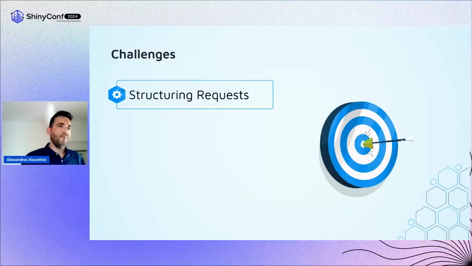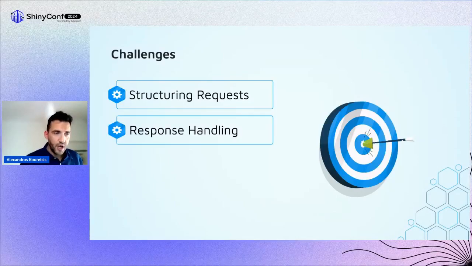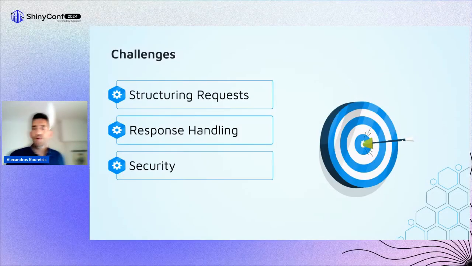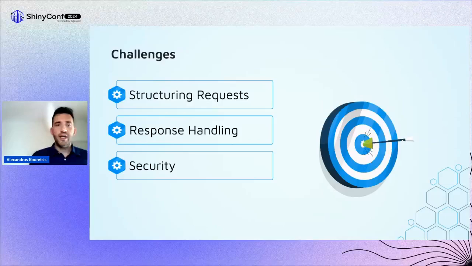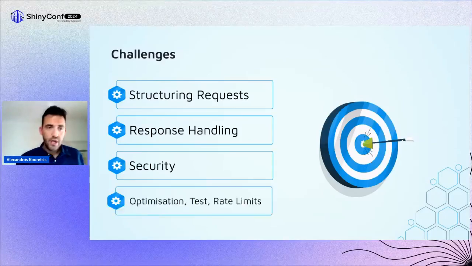But in general, there are some bottlenecks that we usually have. And this, of course, is to understand the functionality of the API and how we can structure requests, how to handle the responses of APIs, also how to authenticate to an API, how to get access tokens. And there are also countless other topics like optimization, how to test your system that now integrates with an external system, what the rate limits are, etc.